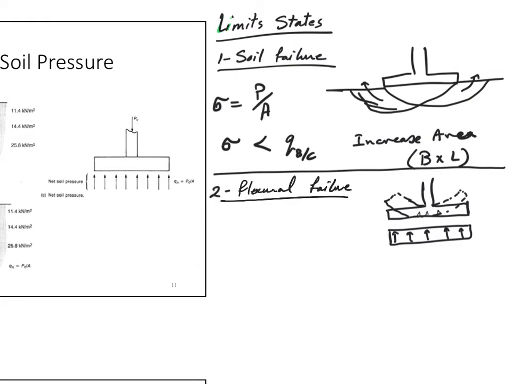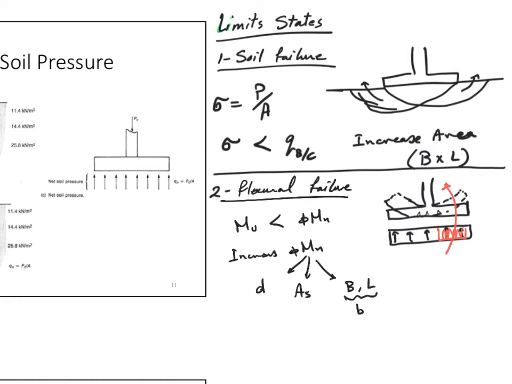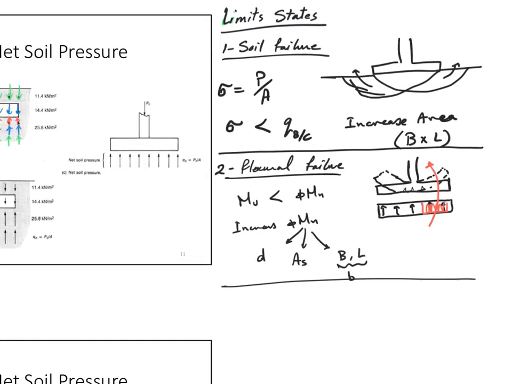Now, how can we prevent this? You see this moment here that is caused by that area, the load from this area. That moment needs to be what? So my Mu needs to be less than phi Mn of the footing itself. Simple. How can I do this? I can increase phi Mn. How can I increase phi Mn? By increasing either d or increasing As or increasing B and L, because this is B, right? This is, in my design, it would be considered like B. So just any means to increase your moment capacity of the footing itself.